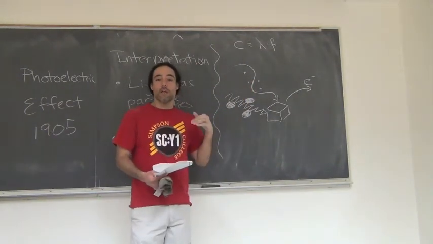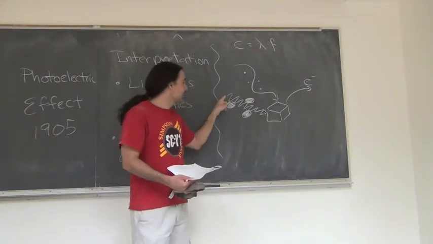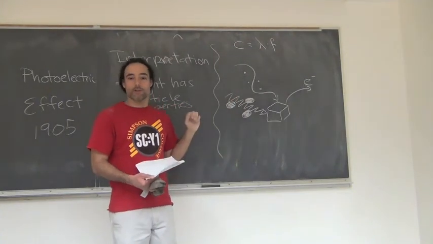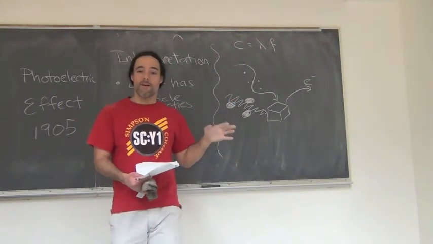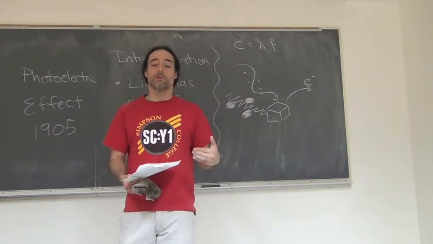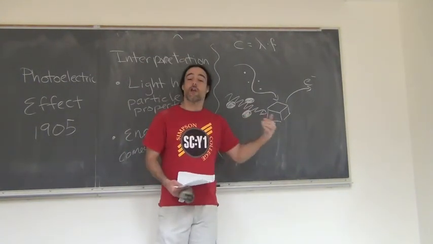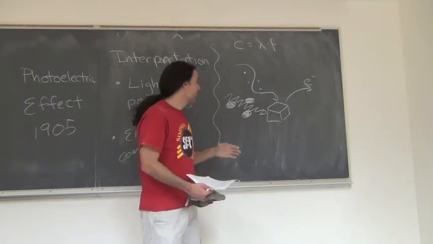In contrast, if we look at purple light, which has a lower wavelength, a higher frequency, it's like I'm throwing giant bowling balls at you. And even if I don't throw very many bowling balls at you, each individual bowling ball has enough energy to knock you off the dock. And in this case, has enough energy to knock the electron off of the metal.